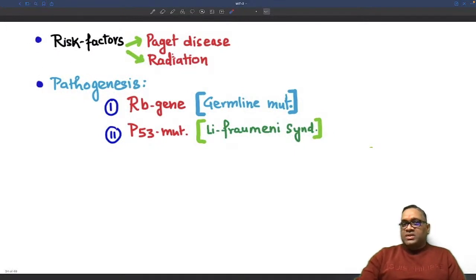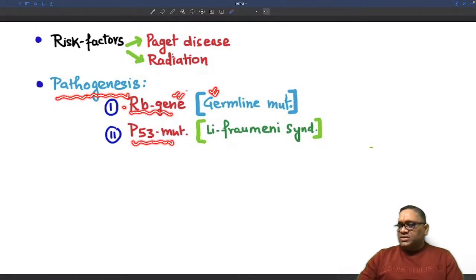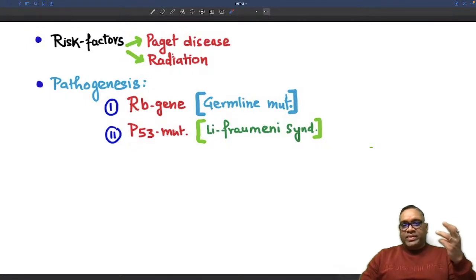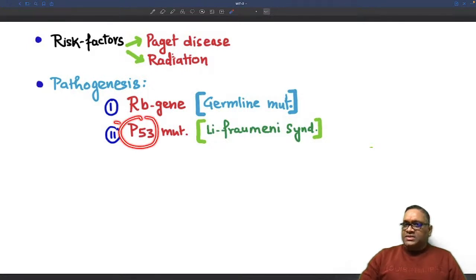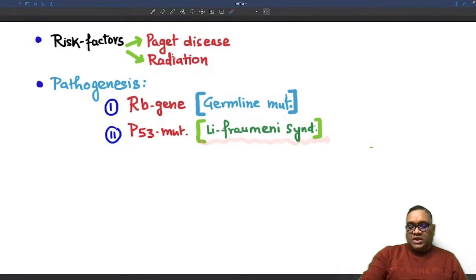So in this osteosarcoma, what are the risk factors? Paget's disease and radiation are the risk factors of osteosarcoma. And in the pathogenesis, you will see two important mutations, RB gene mutation and P53. The germline RB gene mutation is also associated with retinoblastoma, right? In the same way, a multiple hereditary cancer syndrome with breast cancer, brain tumor, thyroid cancer, all these things present together, will have a P53 mutation, and such syndromes are called Li-Fraumeni syndrome, right?